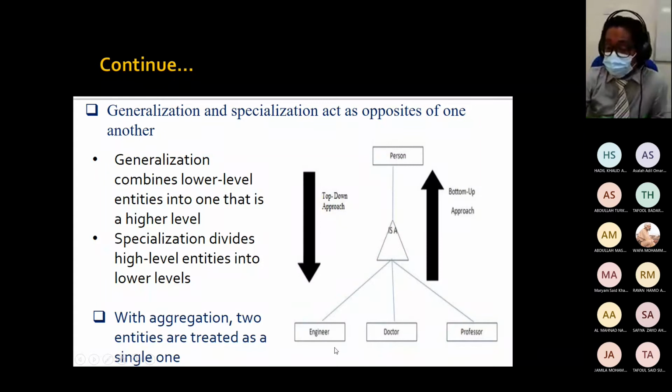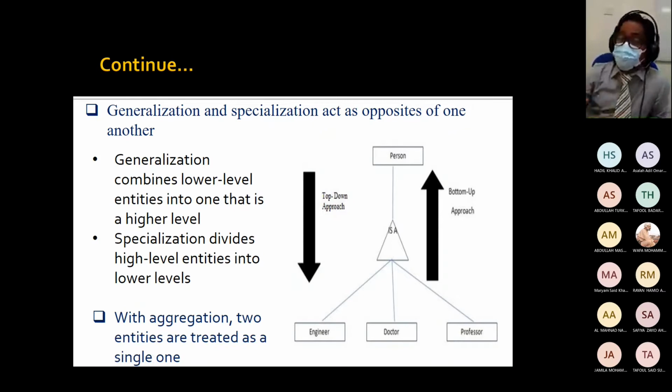But how come this engineer, doctor, professor? What is the relationship, or do they have some relationship between each other? So actually, we call this part of specialization. High-level entities should be divided into low-level entities, right? So specialization is dividing these high-level entities into the lower-level entities. Generalization, we combine both, but specialization, we divide them.